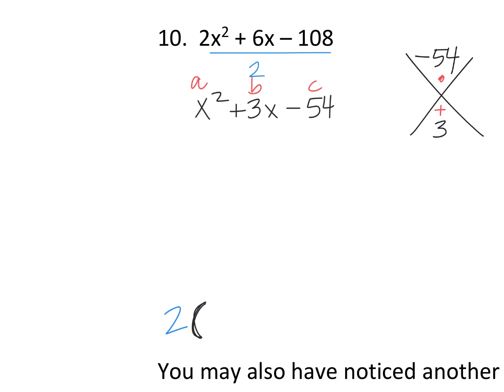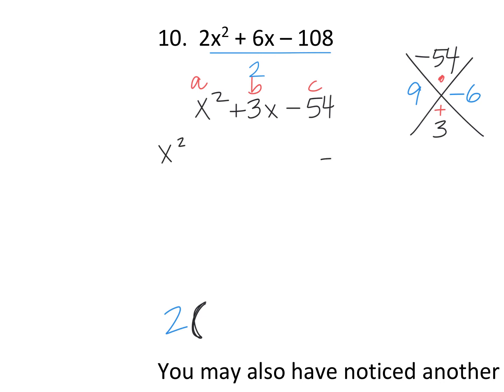What are those numbers? 9 times 6 is 54. Which one should be negative? It's 6, because we're trying to get to a positive 3, which means my bigger number would need to be positive. So 9, negative 6.